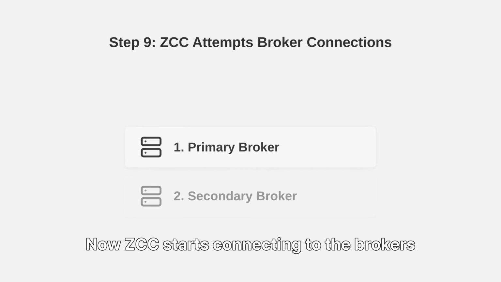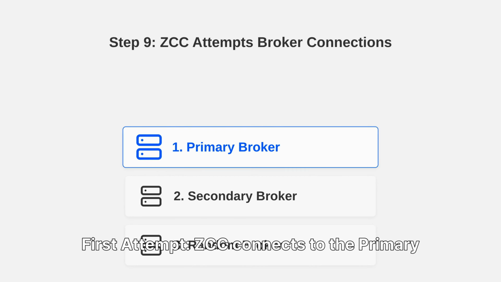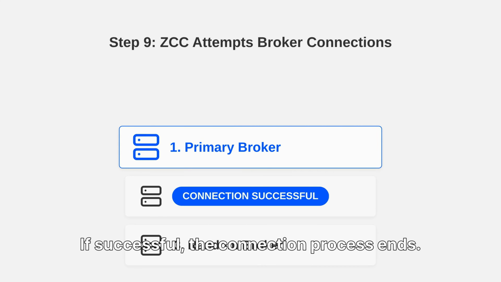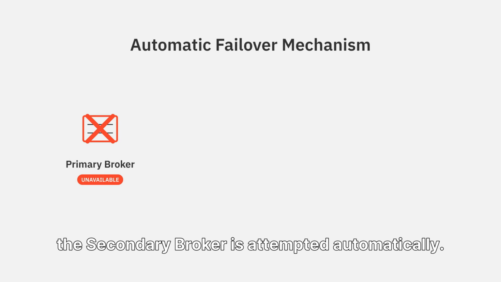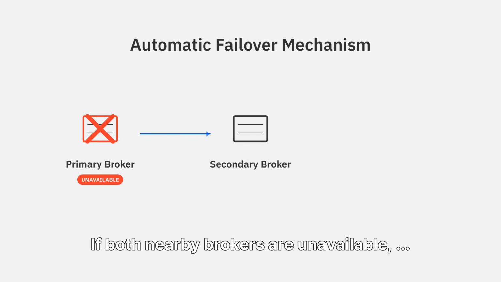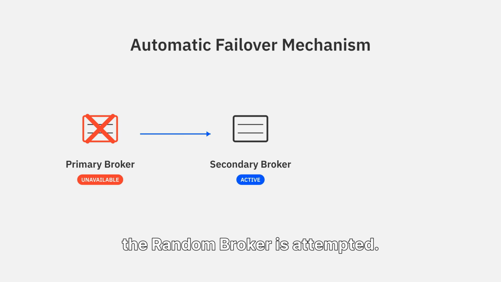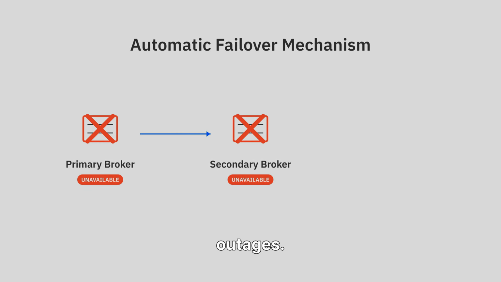Step 9. ZCC attempts broker connections. Now ZCC starts connecting to the brokers in priority order. First attempt. ZCC connects to the primary broker. If successful, the connection process ends. Second attempt. If the primary broker is unavailable, the secondary broker is attempted automatically. Third attempt. If both nearby brokers are unavailable, the random broker is attempted. This ensures service continuity even during regional outages.